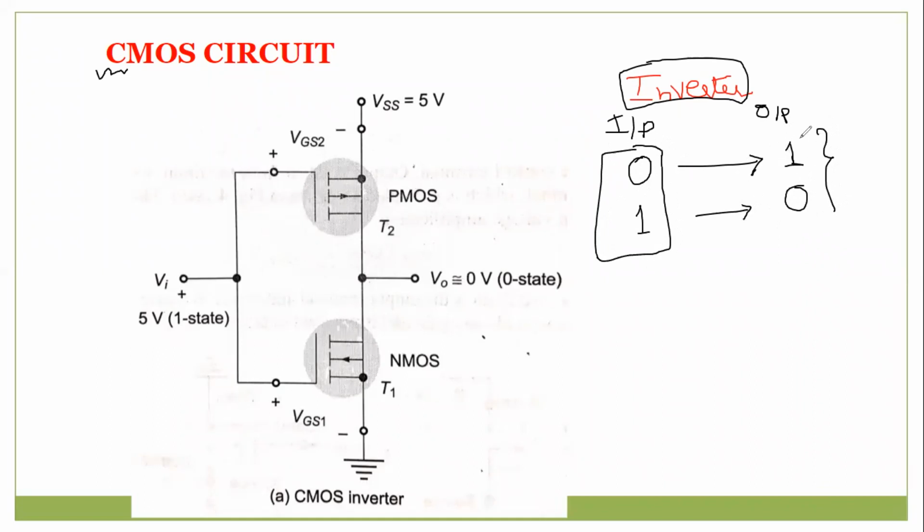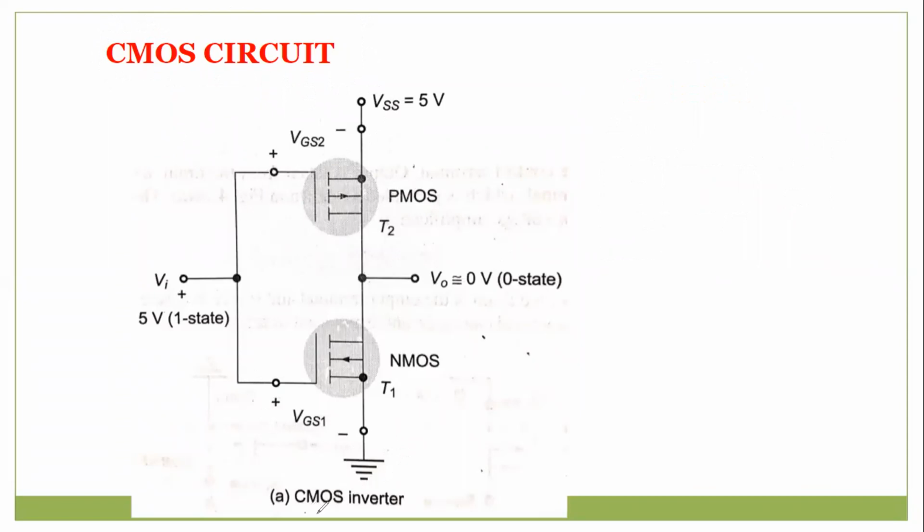So how will this circuit generate this output? If I provide 0 input, how will it generate 1? If I provide 1 input, how is it going to generate 0? That will be explained with this circuit. I just explained the construction of the CMOS inverter. Now I'll proceed with the working of this one.